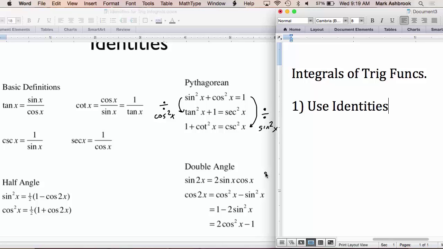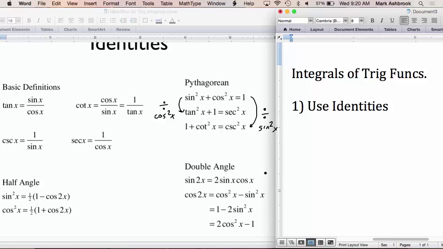Okay? The double angle identities, there are 3 different versions for cosine 2x. And then the half angle identities, as we're going to see, are very important for these. So these are the basic identities that you have to know. And that's going to be a big part of doing these integrals of trig functions.